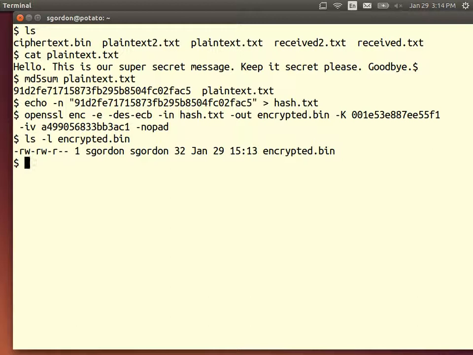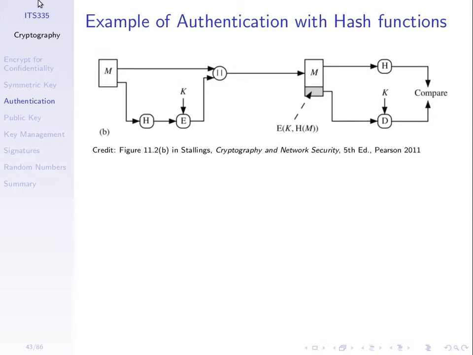OpenSSL, which we saw in a previous demonstration, is encryption software. OpenSSL with minus e means encrypt: take this input file, produce an output file. Encrypt the hash. So we've done this step. We started with a message, we took the hash of the message, and we encrypted the hash of the message with a key. What do we do next?